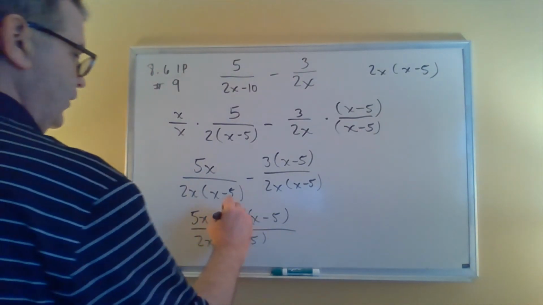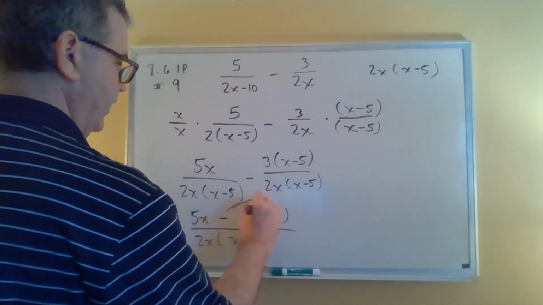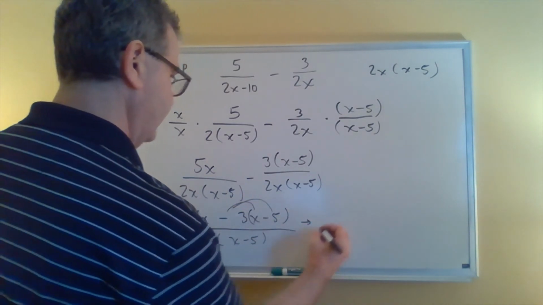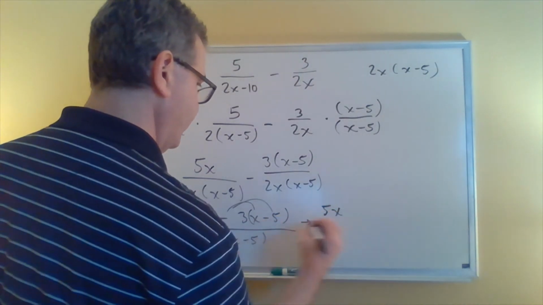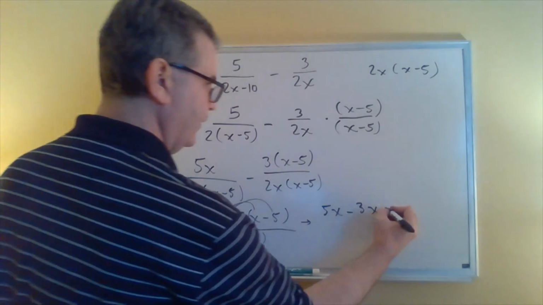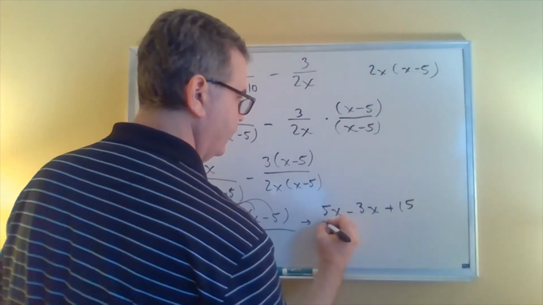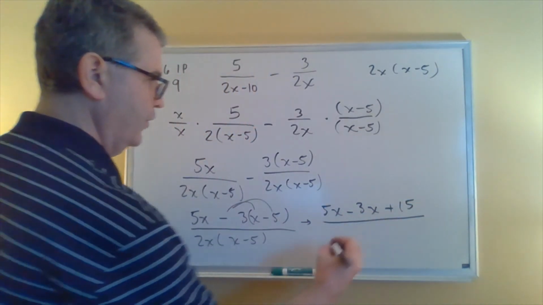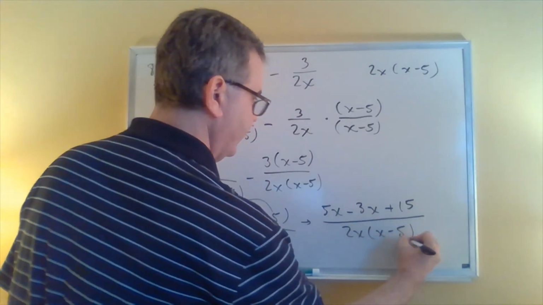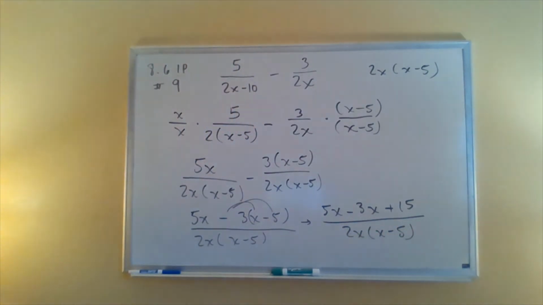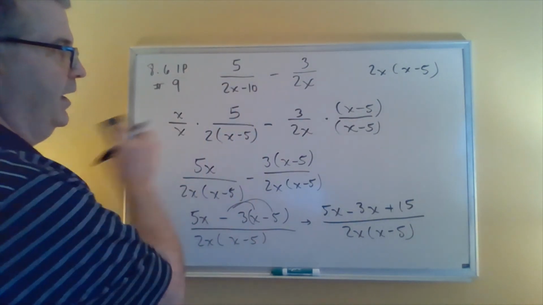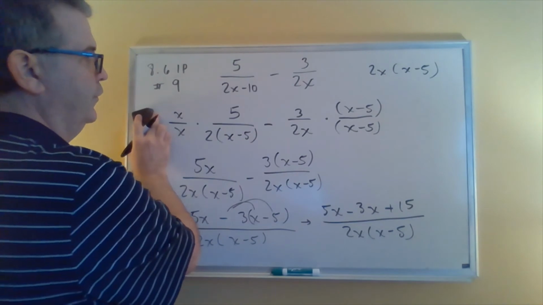I'm going to distribute this negative 3 through my parentheses. Kind of see if I can simplify that some more. So I get 5x minus 3x. I'm going to have a negative 3 times a negative 5. That gives me a plus 15. That's all going to be over 2x times x minus 5. I'm running out of room, so I'm going to move that up top again. So if you need to pause and write this down, please do so.